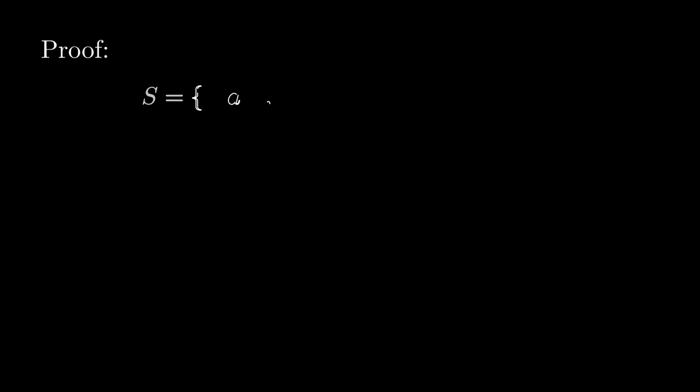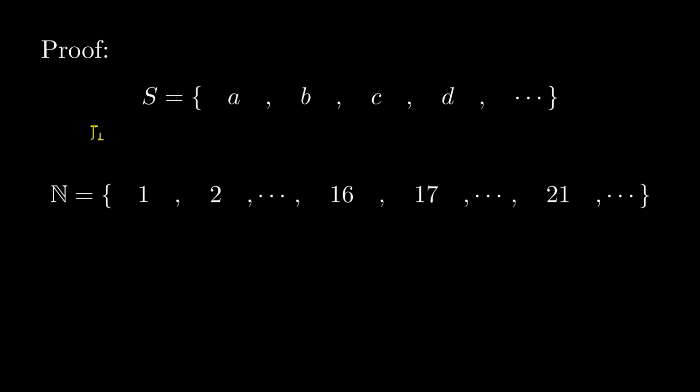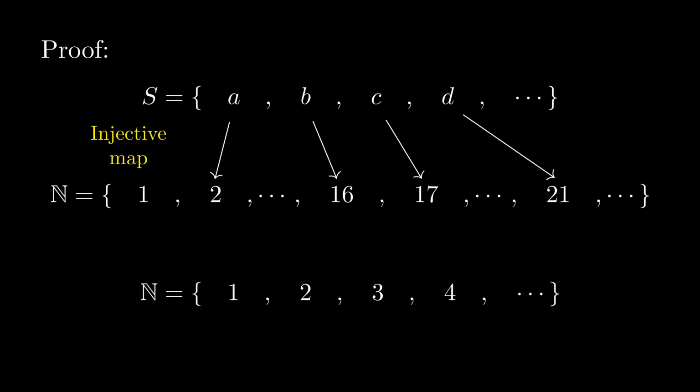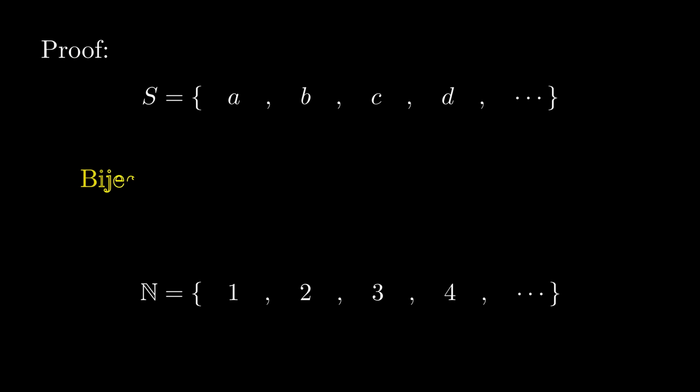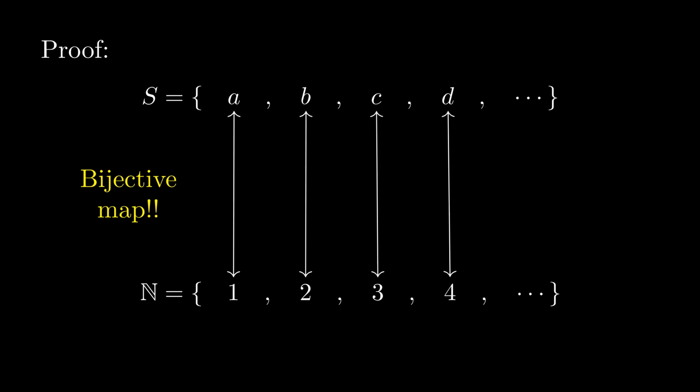Let's start with our injective map, and consider the set of numbers being mapped to. If we now add a different map that takes the smallest number of it to 1, then the second smallest number to 2, and continue this forever, we can combine the two maps together and end up with a bijective map. And we're done with the proof.